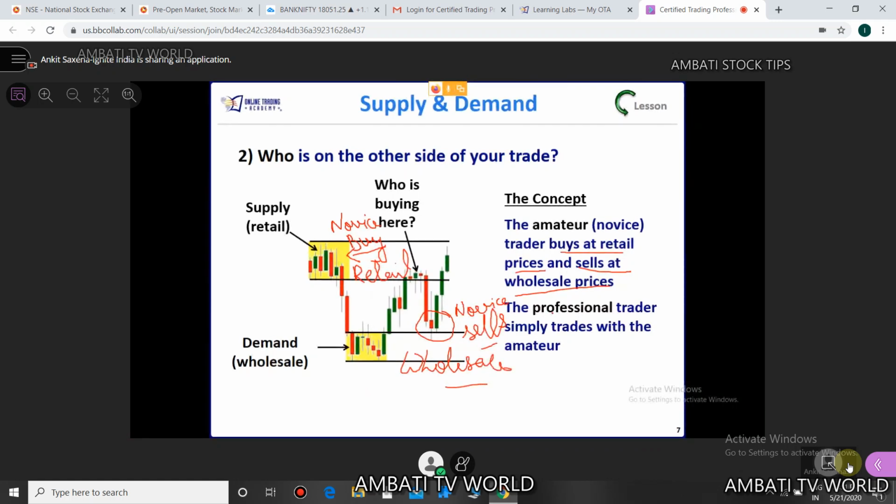Clear? So the professional trader simply trades against the amateurs. Now, if you have noticed, guys, previously you were buying or selling at a wrong price or wrong level, isn't it? Whenever you bought, you noticed that the prices actually started coming down, isn't it?